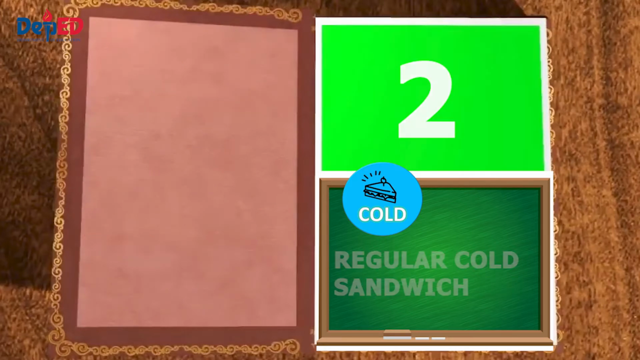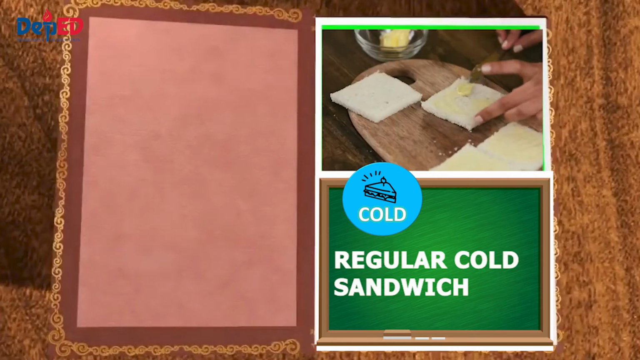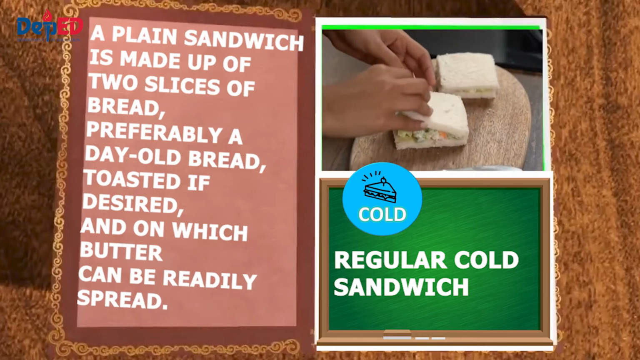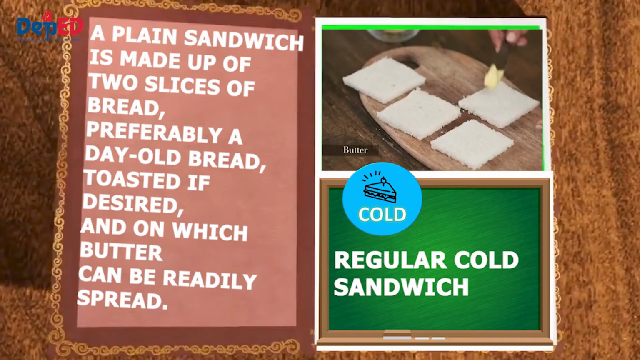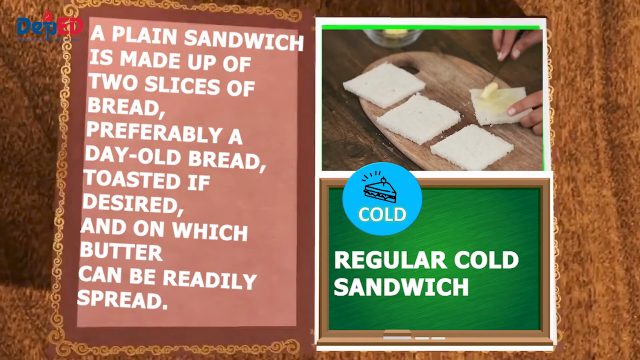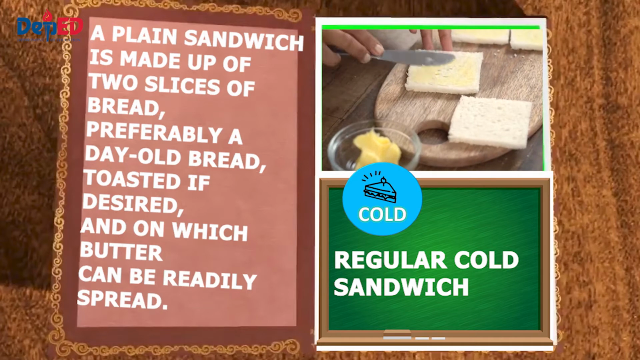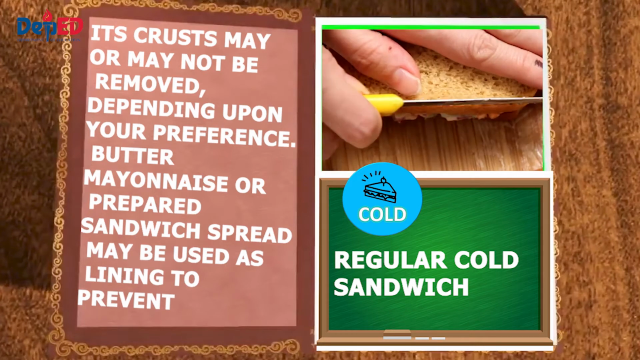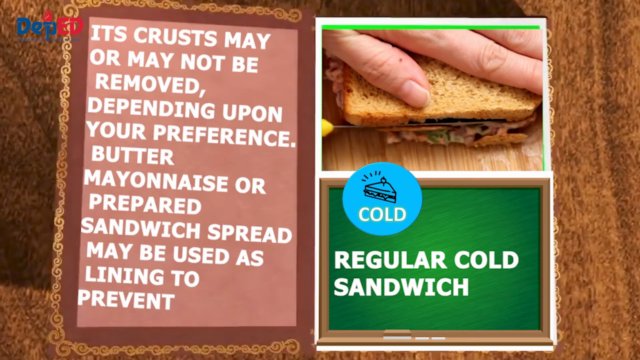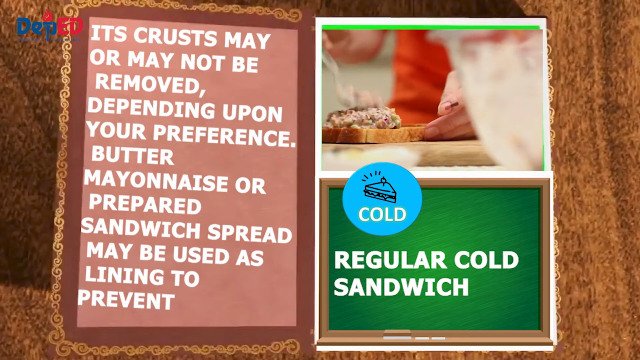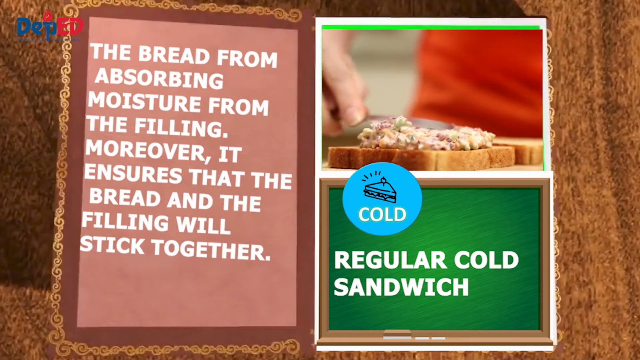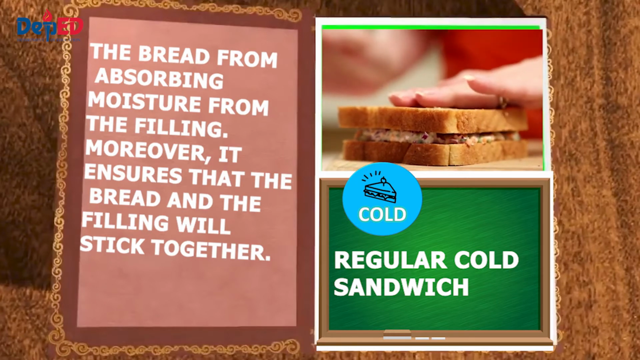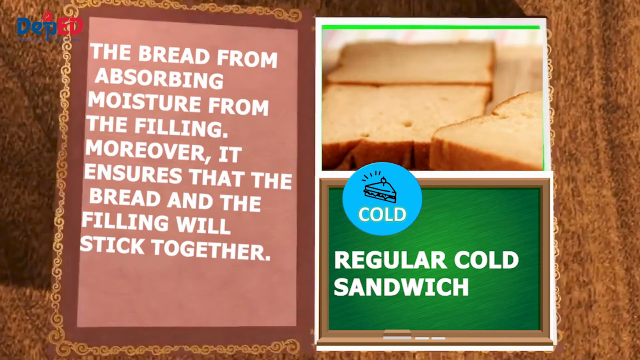The second is the regular cold sandwiches. A plain sandwich is made out of 2 slices of bread, preferably a day-old bread, toasted if desired, and on which butter can be readily spread. Its crust may or may not be removed depending upon your preference. Butter, mayonnaise or prepared sandwich bread may be used as lining to prevent the bread from absorbing moisture from the filling. Moreover, it ensures that the bread and the filling will stick together.